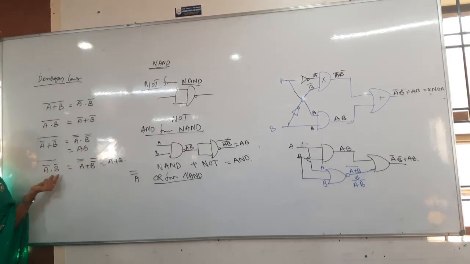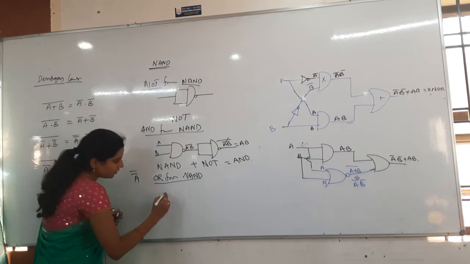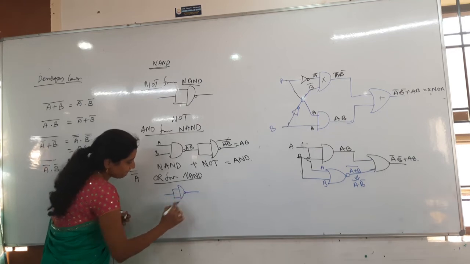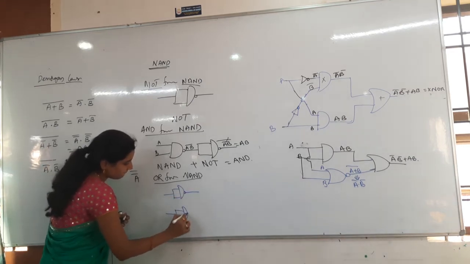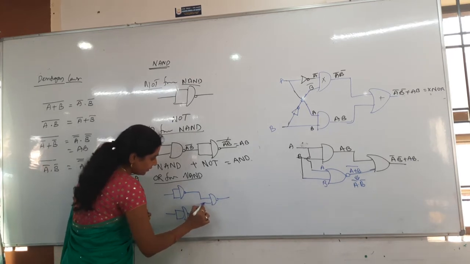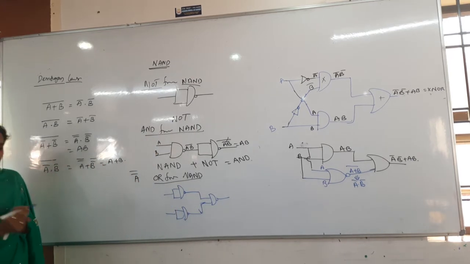But how can you get A bar, B bar? You have to do NOT, and NOT also you have to do using NAND only again. So let's check this one. Now what I am doing is nothing but I am doing like this. Can it give the answer?